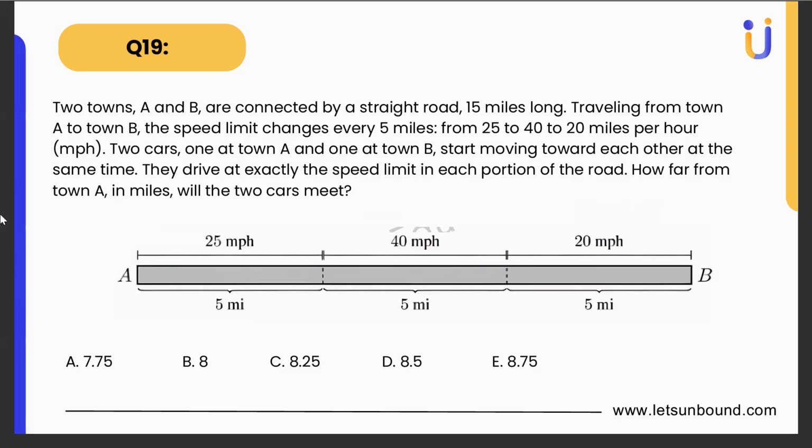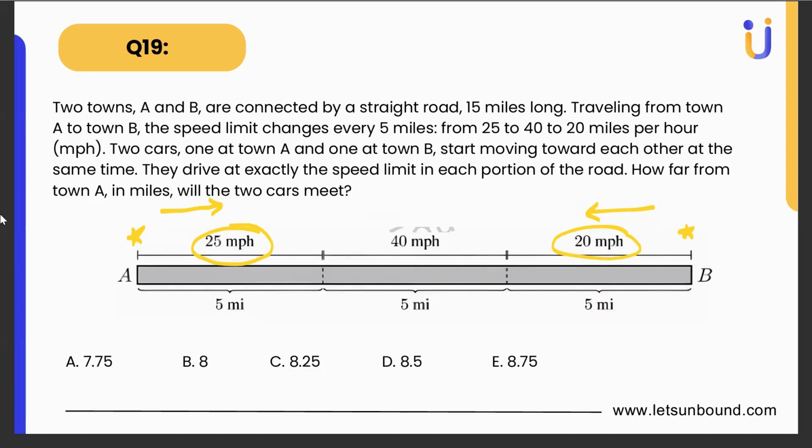Now the question says there's a car here at A, there's a car here at B, and they move towards each other in opposite directions like this. If they start driving at the same time, we know the speed limits they will drive at, and we know the distances, but they might not meet exactly in the middle because the speeds are varying. Here, this speed is faster while this speed is slower. So they might meet somewhere in the middlemost stretch.